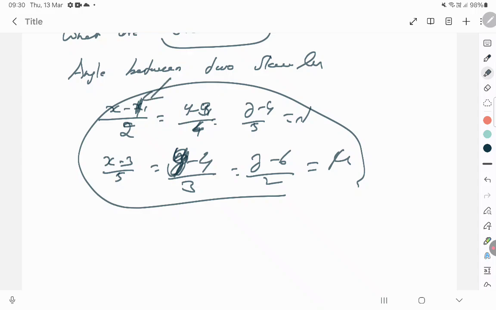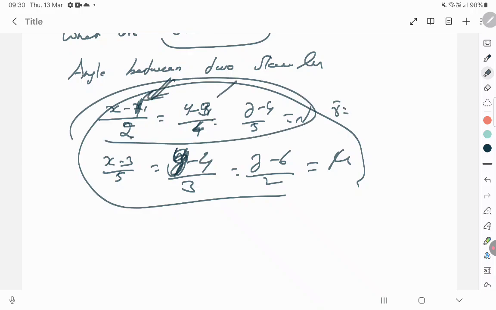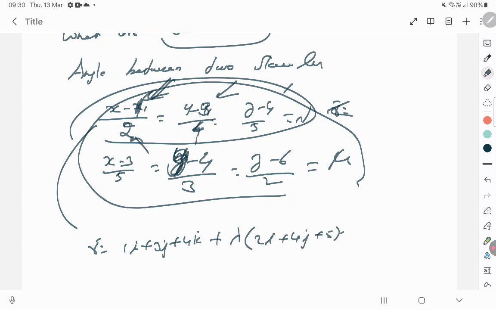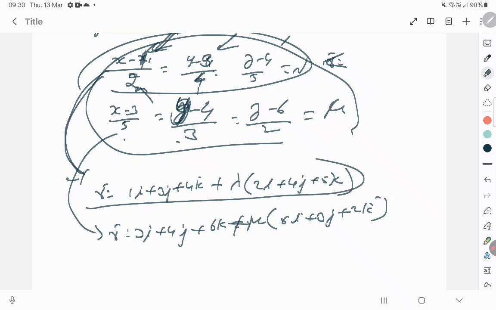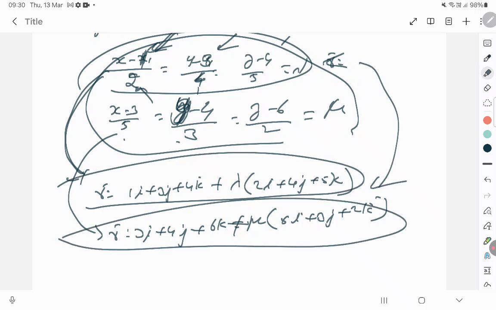First write it in vector form. The vector form of this line is r vector is equal to a vector, which is the point vector, for the first line. r vector is equal to 1i plus 3j plus 4k plus lambda times what is the denominator? 2i plus 4j plus 5k. A vector plus lambda times b vector. First line I have converted into vector format. Let me convert the second line into vector format. Tell me, r vector is equal to the point vector 3i plus 4j plus 6k plus mu times b vector, what is the denominator? 5i plus 3j plus 2k. You got these two lines' equations in vector format. From Cartesian you know how to convert it into vector now.